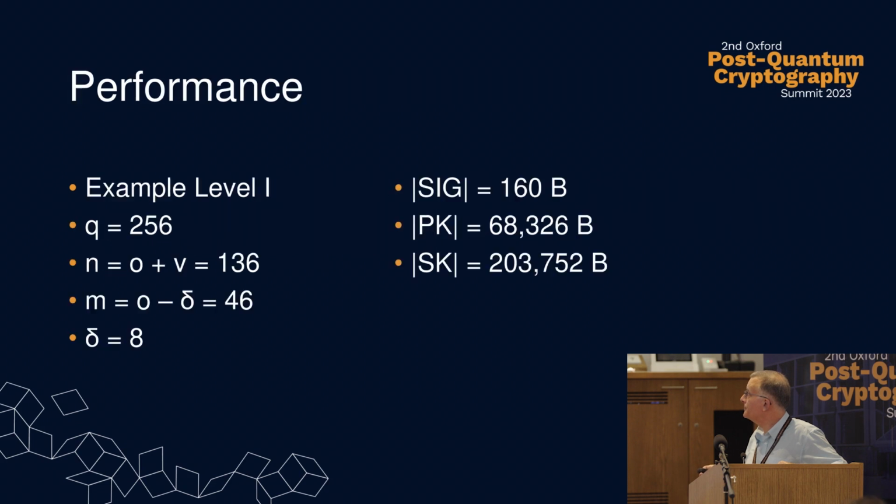Okay, and last slide about PROV. I give here also general parameters. So the Q here is binary. The number of variables and equations is reasonable. Signature is still affordable. I mean, public key and secret key are a bit higher.